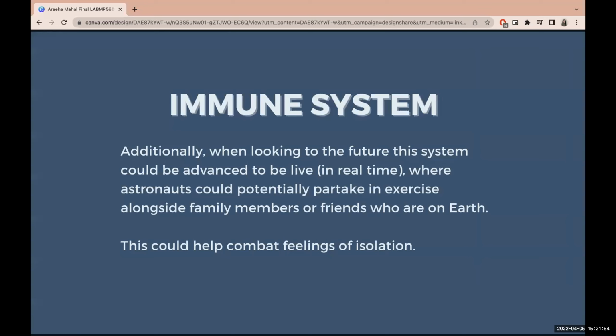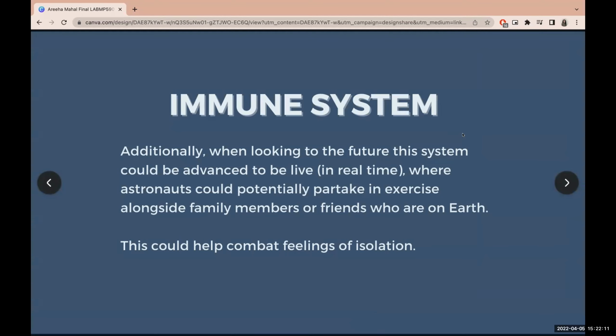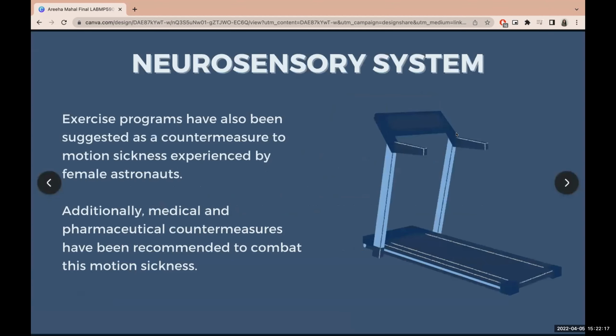Additionally, when looking at the immune system, this can be advanced to be put in live real time, where astronauts could potentially partake in exercise alongside family members or friends who are here on Earth. To my knowledge, this isn't technology that exists currently, but it would be something interesting to see developed in the future, because this could help them combat feelings of isolation, encourage them to partake in exercise, and make the exercise experience more enjoyable for them.